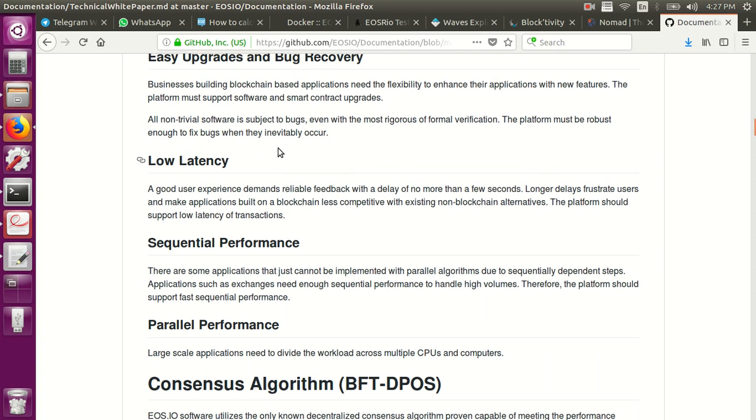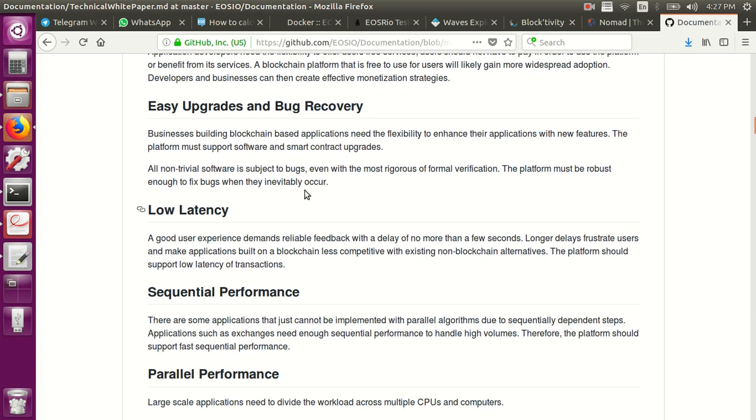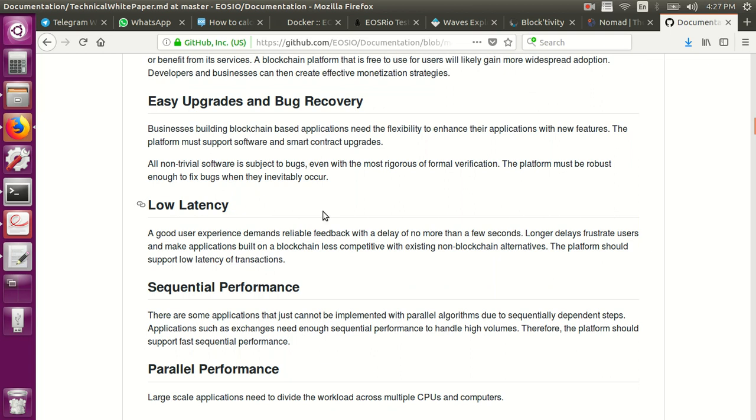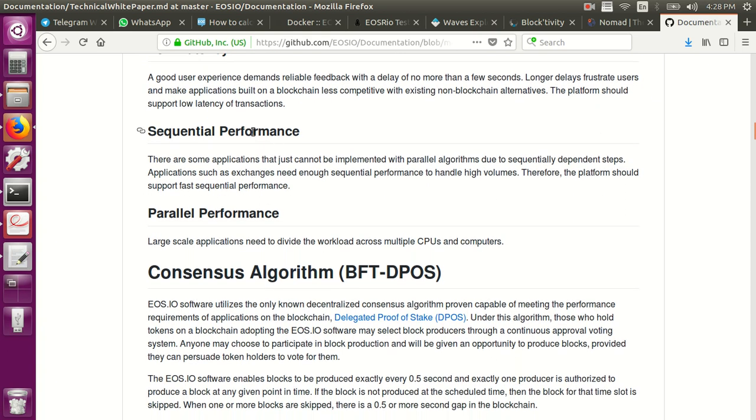Low latency goes hand in hand a little bit with the scalability thing. You want to be able to handle lots of transactions and handle them quickly. Sequential performance is what we talked about when I went over the Steemit architecture a little bit. They want to be able to handle sequential transactions as quickly as possible, and then also parallel transactions as well. The sequential ones are obviously in cases where you need to take money from one person before you can do a second transaction that's dependent on that first transaction, things like that.